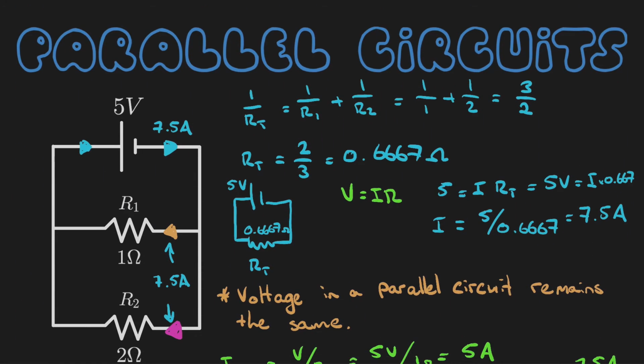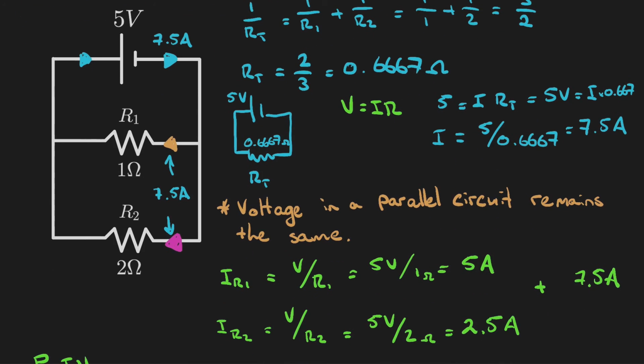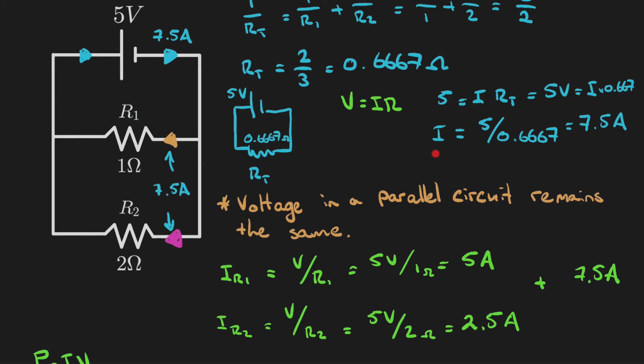Then we moved on to parallel circuits, where we learnt that to find the equivalent resistance or the total resistance in this circuit, you needed to use the formula 1 over RT equals 1 over R1 plus 1 over R2. And we found out that the total resistance in the circuit was 0.6667 ohms. Then we found out what the total current was in this circuit, which was 7.5 amps using Ohm's law.